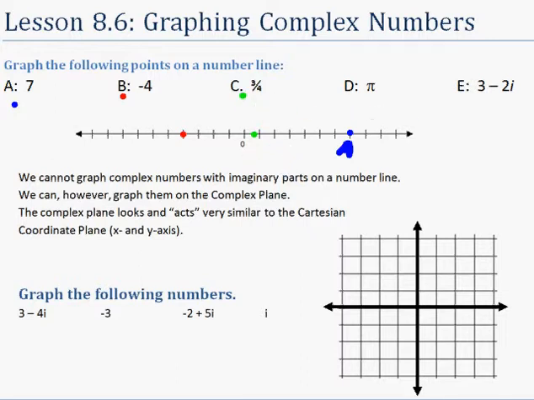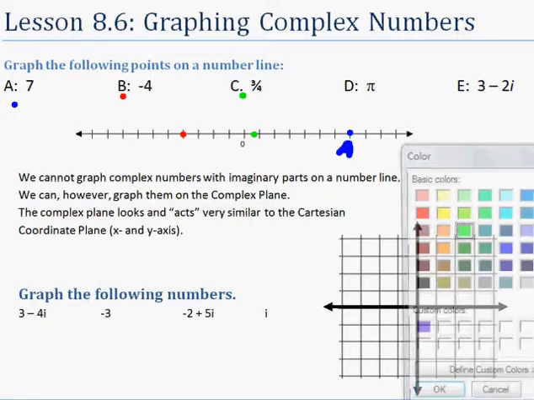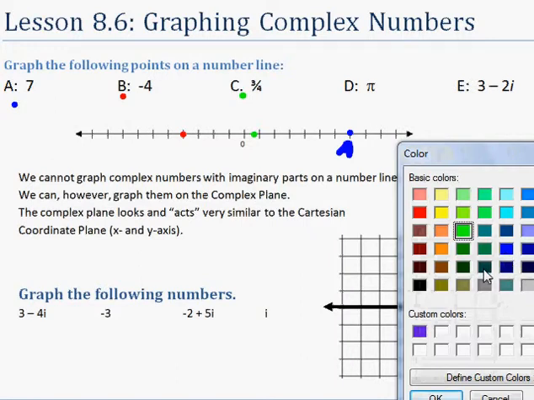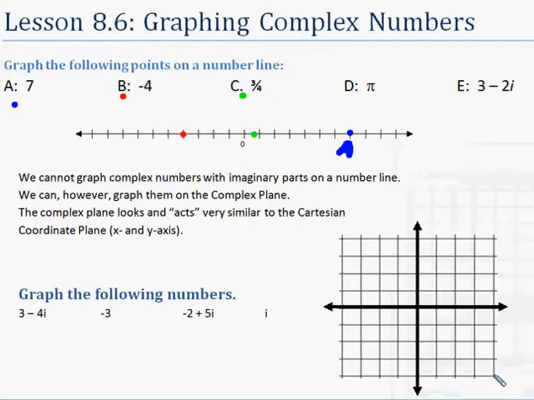D is pi. So D will be orange. 3.14. Well, we can still graph that. It's still in place on our number line. So here's 1, 2, 3. 3.14159 is about here. But it does fall on our number line, even though it's an irrational number.